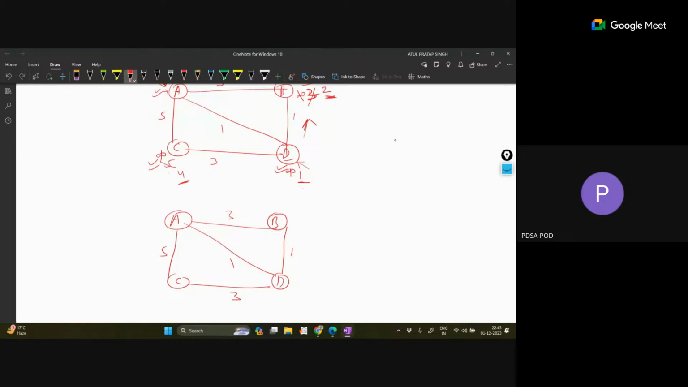So in this case, we will start from any node. Okay, so we can start from any node in this case, not any specific one. Suppose we are starting from A.